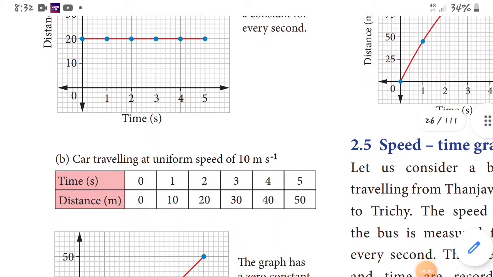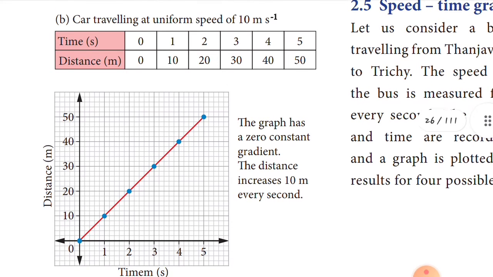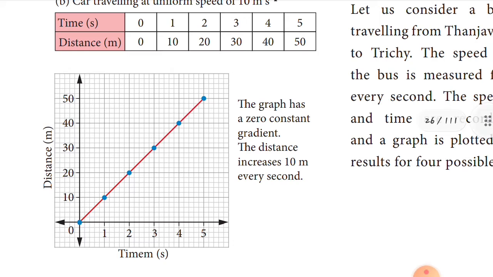Okay, and see B, children. A car traveling at a uniform speed of 10 meters per second. See the data, children. Time is given from 0 to 5 seconds, and distance is given from 0 to 50. See the x-axis, children; time is given 0 to 5. See the data, time and distance, and you put it in a column.